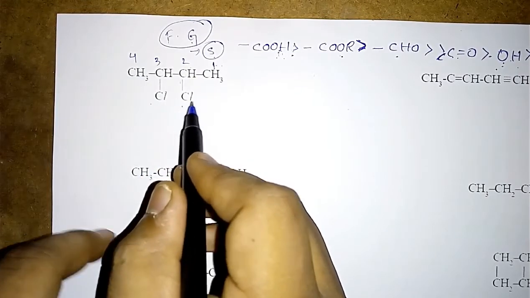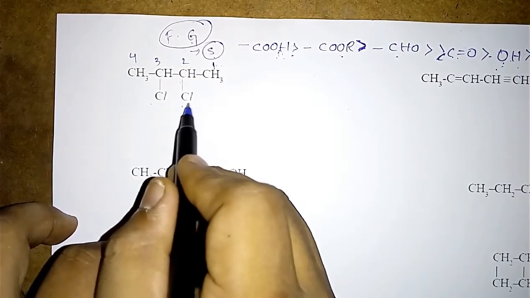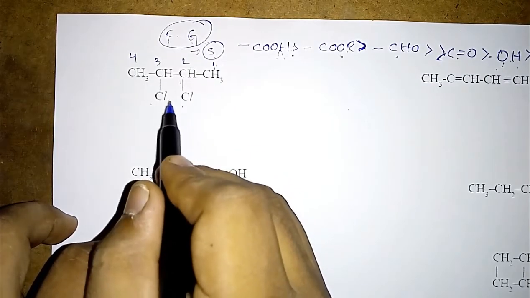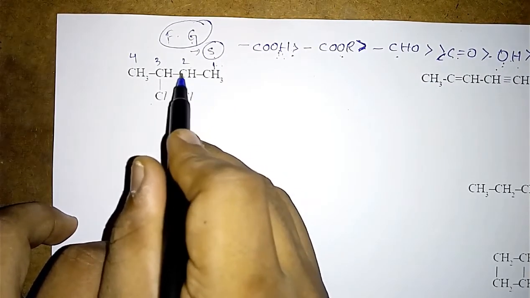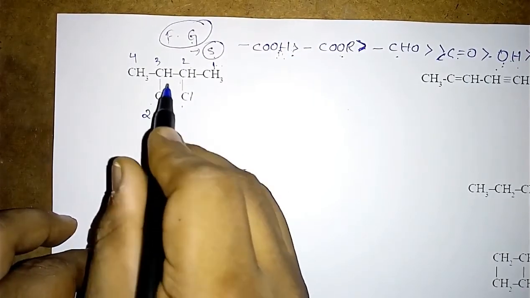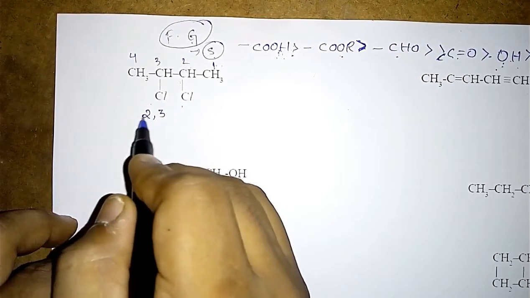Now you have to write the name of the compound. First we start with whatever substituents are there. As I said, what is the first step? Number the carbon to which the substituent is attached. So which carbons have substituents? Second and third, 2, 3. So when you are giving numbering, those are the two numbers.